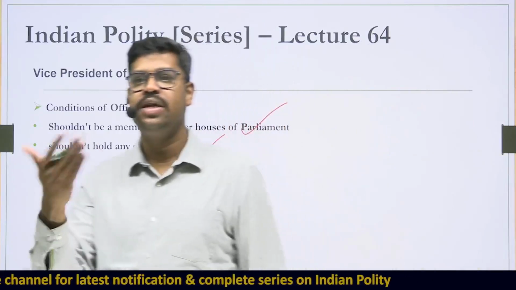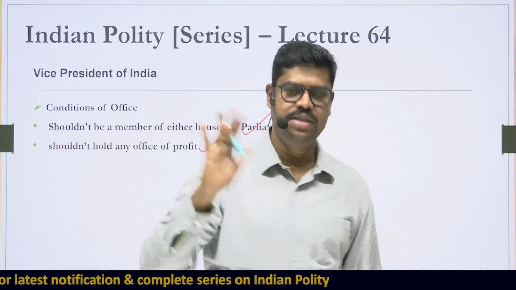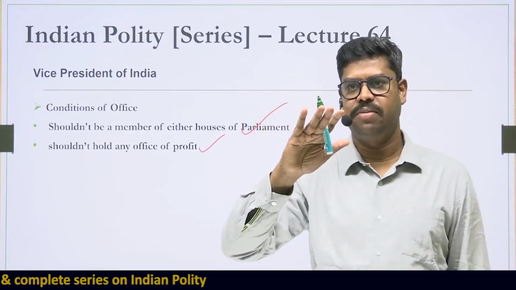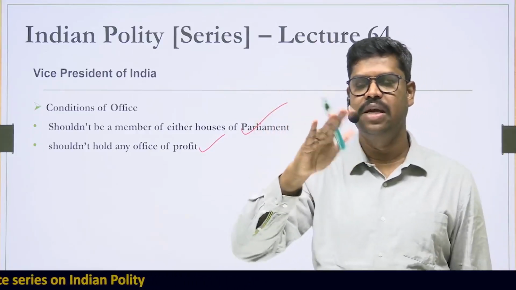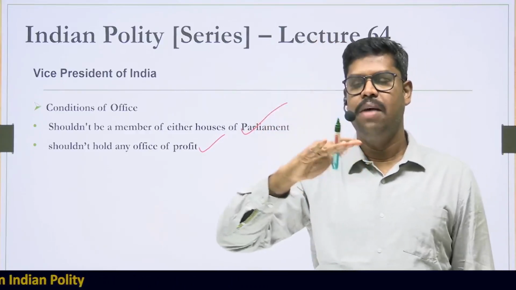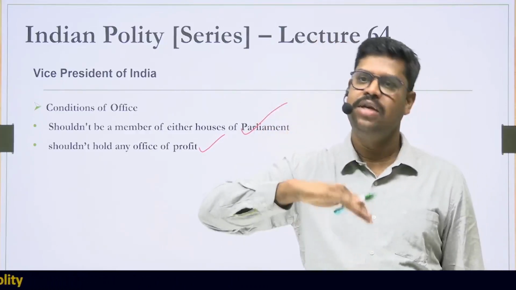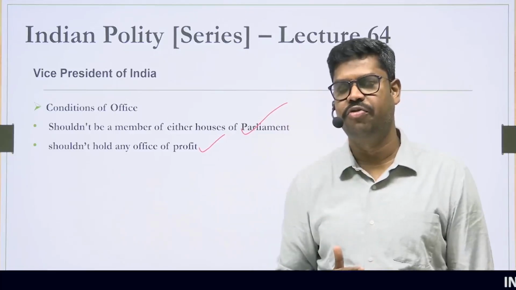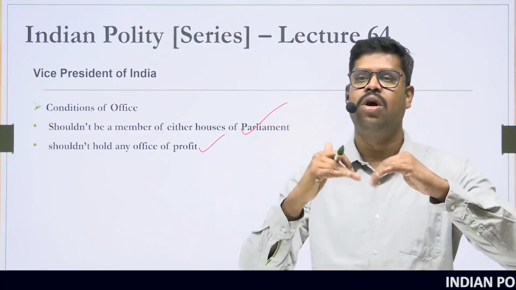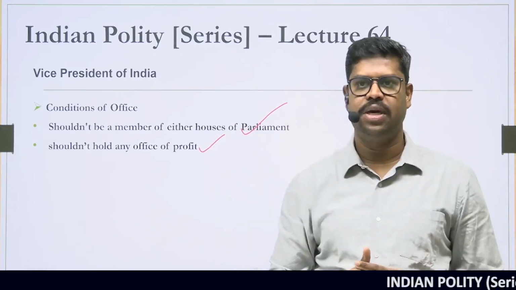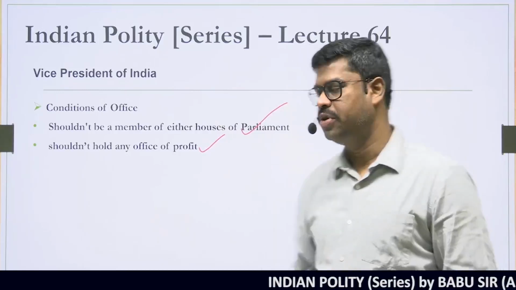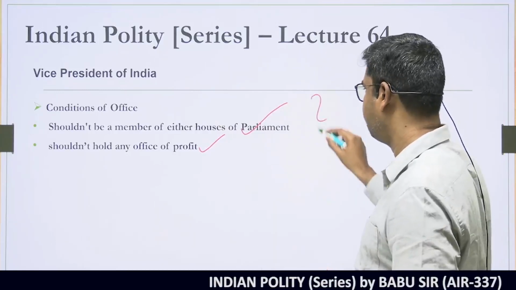Don't confuse that he is also the chairman of Rajya Sabha. He is a chairman of Rajya Sabha, but he is an ex officio chairman of Rajya Sabha. Ex officio chairman of Rajya Sabha means that is not a separate post. By virtue of being vice president, he occupies the office of the chairman Rajya Sabha. So that cannot be considered to be an office of profit. It is a vice president whose normal function is to act as an ex officio chairman of Rajya Sabha. But apart from that, he cannot hold any of the other office of profit. So these two conditions are very, very important.